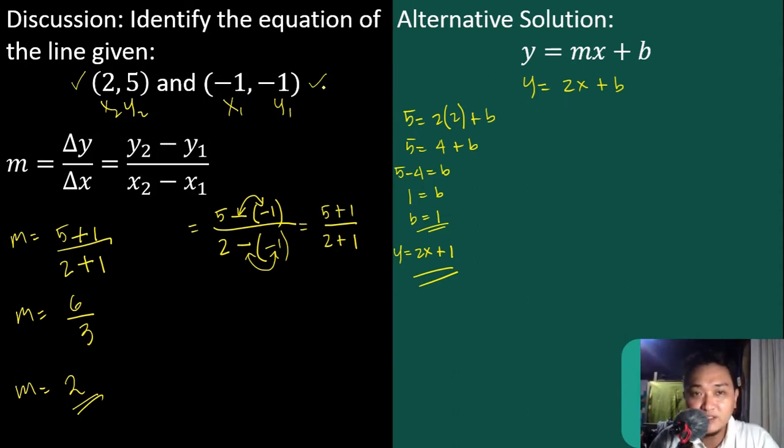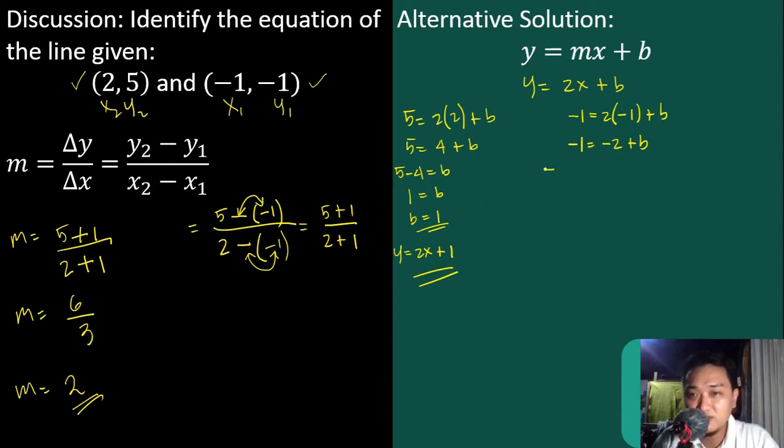Now, let's try the other point, negative 1, negative 1. So, the value of y sub 1 and the value of x is negative 1. So, that will be negative 1 is equivalent to 2 times negative 1 plus b. Copy negative 1. We have 2 times negative 1 is negative 2 plus b. And then transpose negative 2 to the other side.